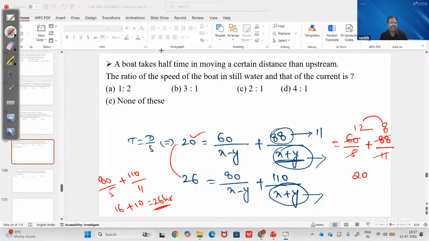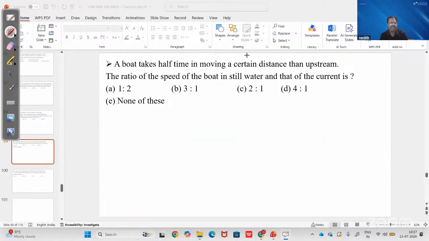A boat takes half the time in moving a certain distance downstream than upstream. So upstream is taking more time when compared to downstream. The distance is the same. So downstream time will be half of the time taken by upstream, whereas downstream speed equal to x plus y, and if downstream is half of the time, upstream will be the full time, with speed x minus y.